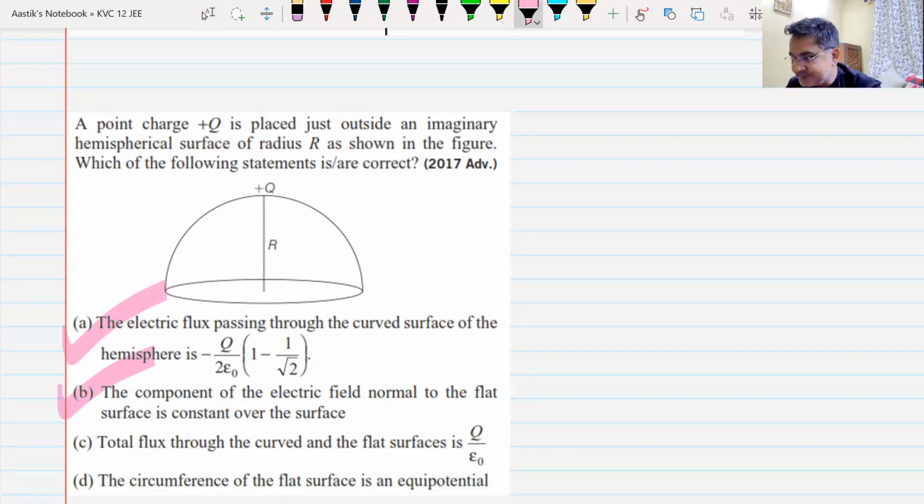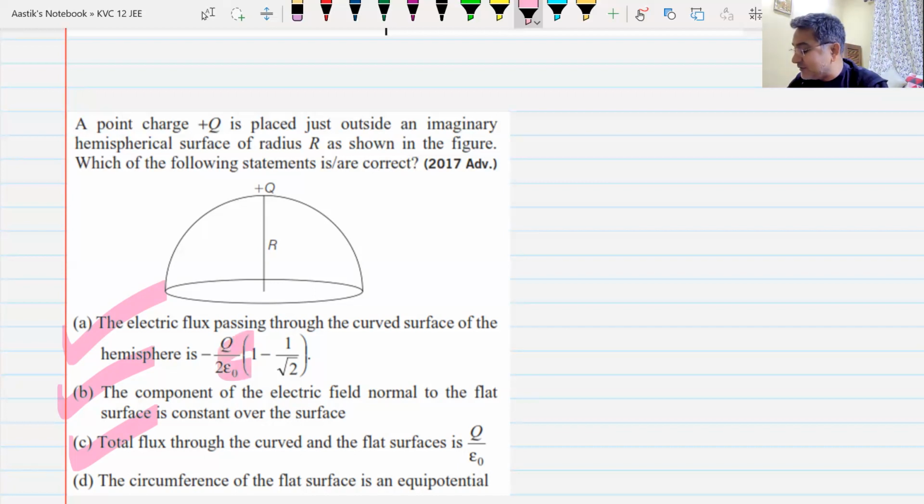We'll move ahead. The third one is the simplest. What is the total flux through the curved and the flat part? And the answer is 0. That is the simplest one.